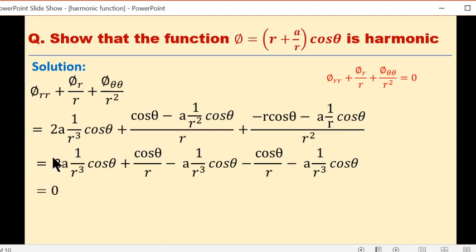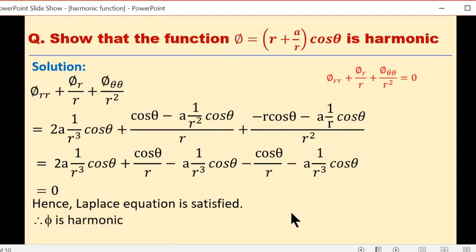Now here if you see 2a into 1 upon r cube cos theta minus a into 1 upon r cube cos theta will give us a into 1 upon r cube cos theta. With this minus a into 1 upon r cube cos theta, it gives us 0, cancel हो जाता है. Plus cos theta upon r and minus cos theta upon r cancel हो जाता है. So we get this answer as 0, which is the required right hand side. Okay, so this shows that Laplace equation is satisfied, that is this function phi satisfies Laplace equation and hence phi is harmonic. Did we understand this?